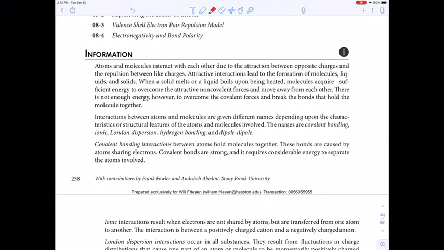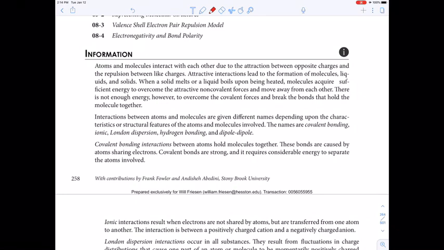Okay, atoms and molecules interact with each other due to the interaction between opposite charges and the repulsion between like charges. Remember, opposites attract, like charges repel. Attractive interactions lead to the formation of molecules, liquids, and solids. So when different molecules and atoms want to be stuck together, that's when we end up with things like liquids and solids.